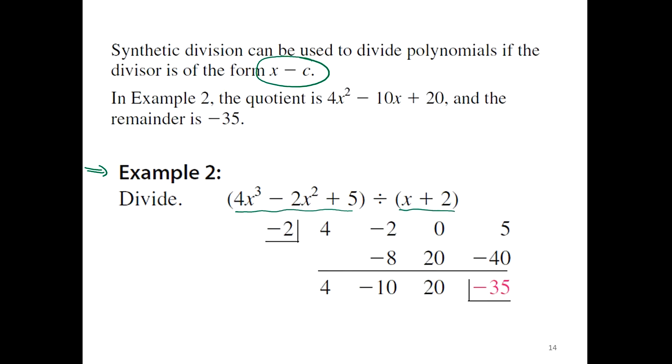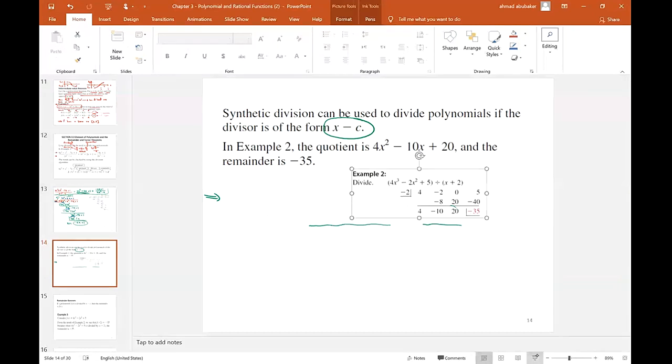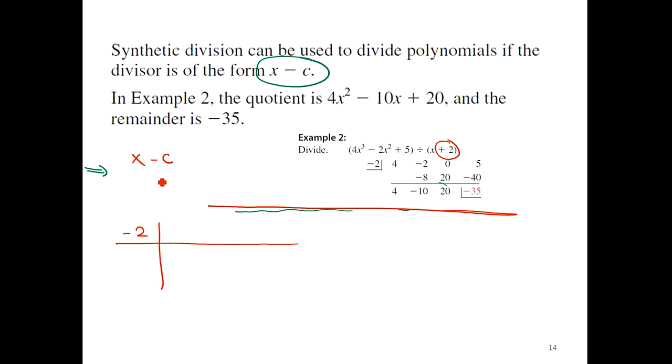If we need to use synthetic division, firstly put it like this. We have minus 2. This is from the opposite of the c. So if we have x minus c, put c here. Negative, put it positive. Positive, put it negative. So we have plus 2, put negative 2 here.